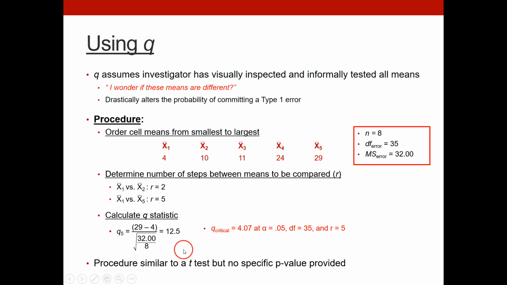All right. So again, the procedure is very similar to a t-test, just no specific p-value provided. We would just say that this contrast is statistically significant using a Tukey procedure at p less than or equal to alpha equal to 0.05. Okay. So no specific p-value for your Tukey tests.